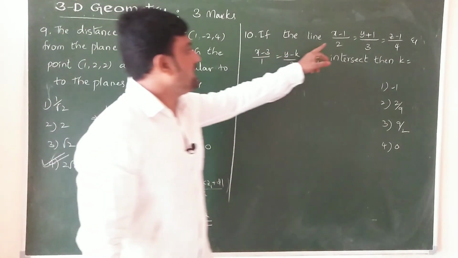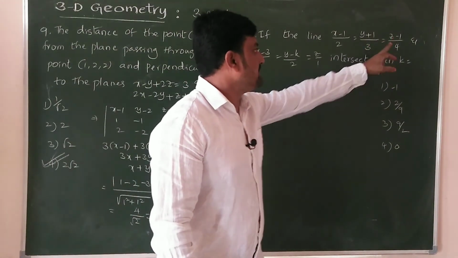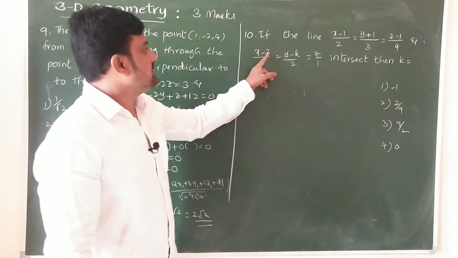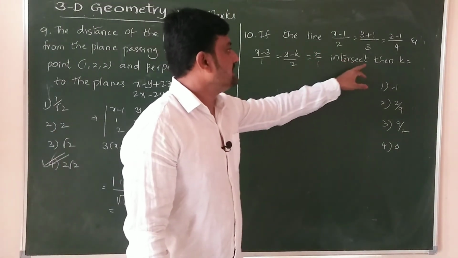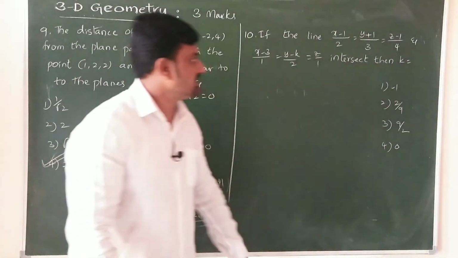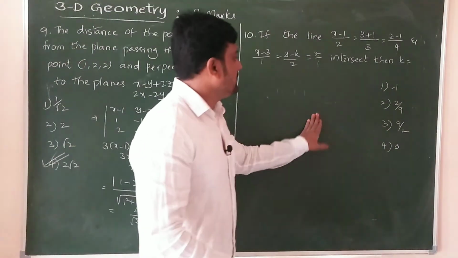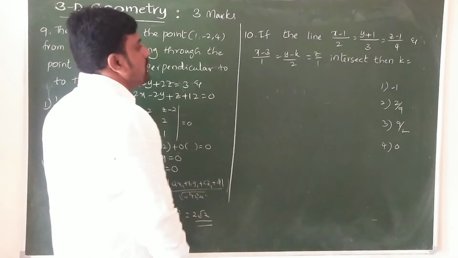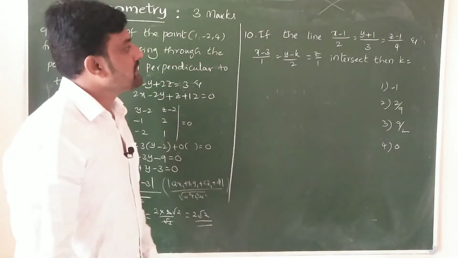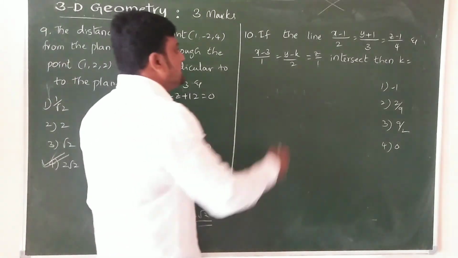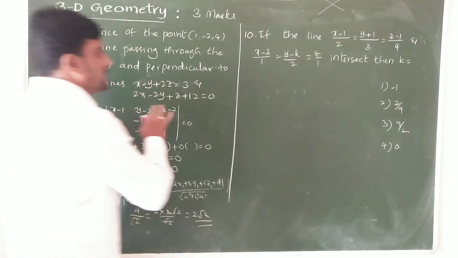If the line (x minus 1) by 2 equals (y plus 1) by 3 equals (z minus 1) by 4, and (x minus 3) by 1, (y minus k) by 2, z by 1 intersect, then k equals to what? It is a question from 3D lines. Okay, now both intersect each other in space.